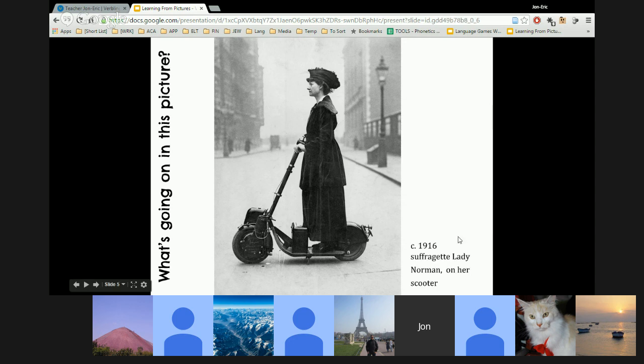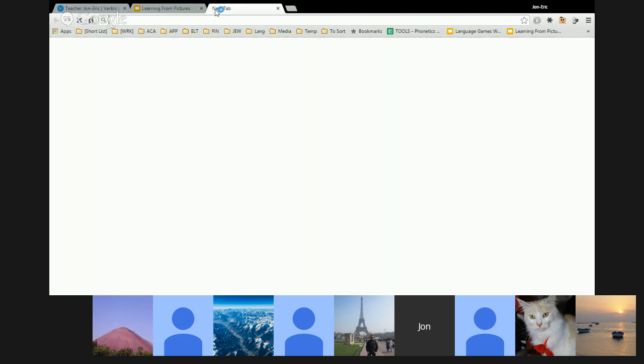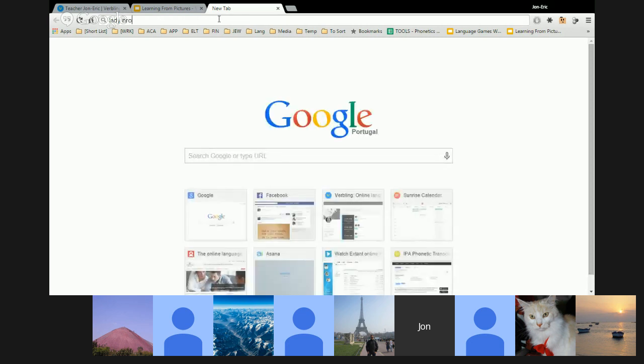Mr. Rob, can you read the caption for me at the bottom right? Yes. 1916 suffragette. I don't know how to pronounce correct. Suffragette. Lady Norman on her scooter. Sorry, I don't see anymore. Okay, it's Lady Norman on her scooter. Okay. Let's find out who Lady Norman was. And let's find out why she's on a scooter.